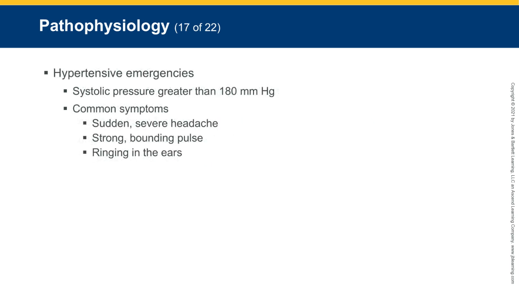A hypertensive emergency occurs when systolic blood pressure exceeds 180 mm of mercury. Symptoms include a severe headache, ringing in the ears, and a strong, bounding pulse. Left untreated, this condition can lead to stroke or aneurysm.